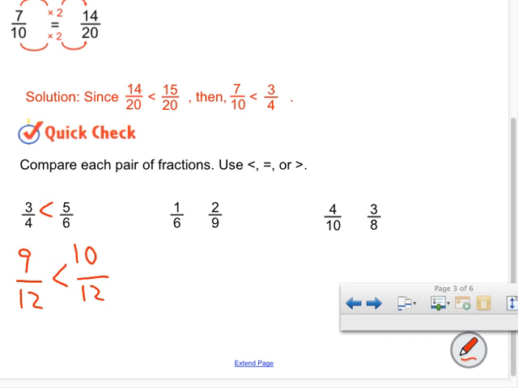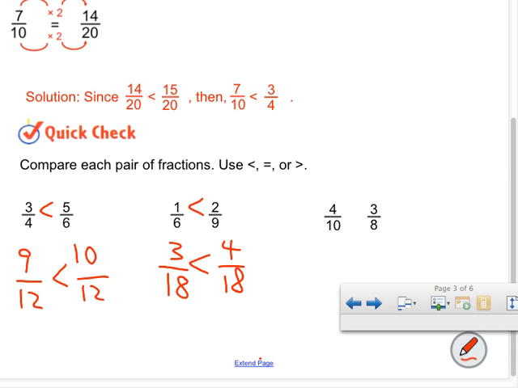Okay, common denominator for 6 and 9. What's the common denominator for 6 and 9? I heard 18. So we got 18 in the denominator. Yep. And how many times will 6 go into 18? 3. So 3 times 1? 3. How many times does 9 go into 18? 2. 2 times 2? 4. Good. So which one's greater? 2 ninths, 4 eighteenths, so 2 ninths.